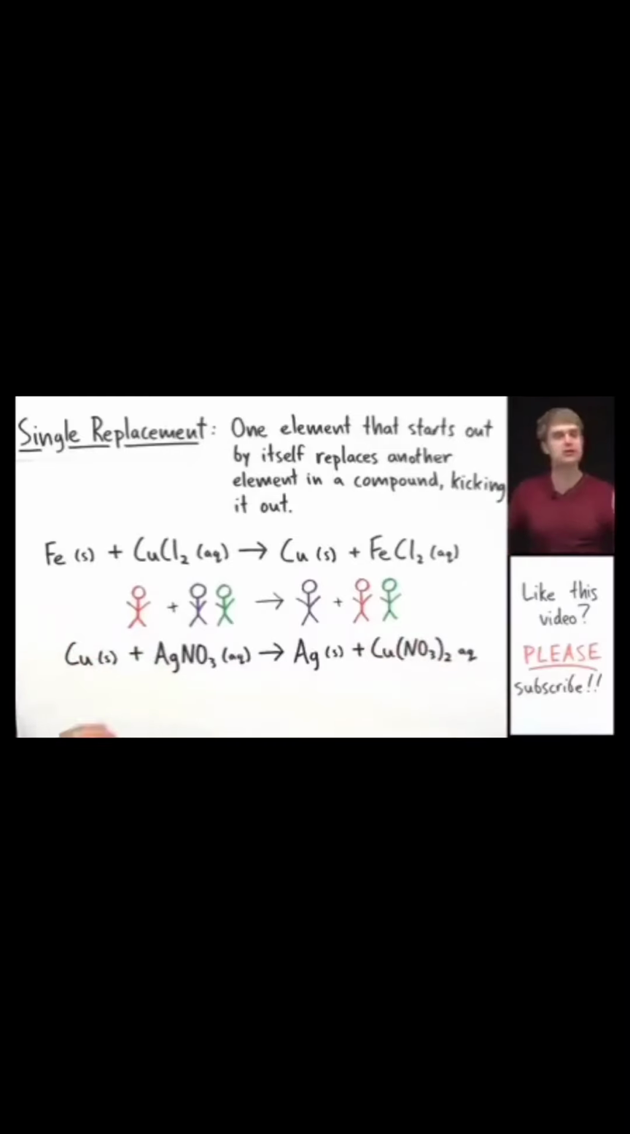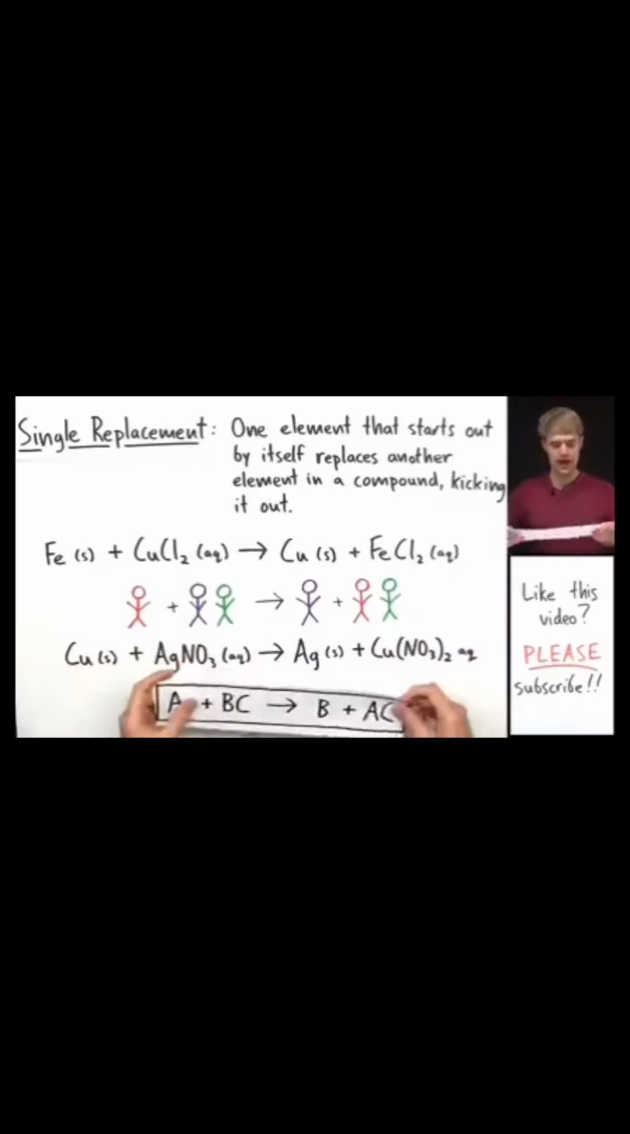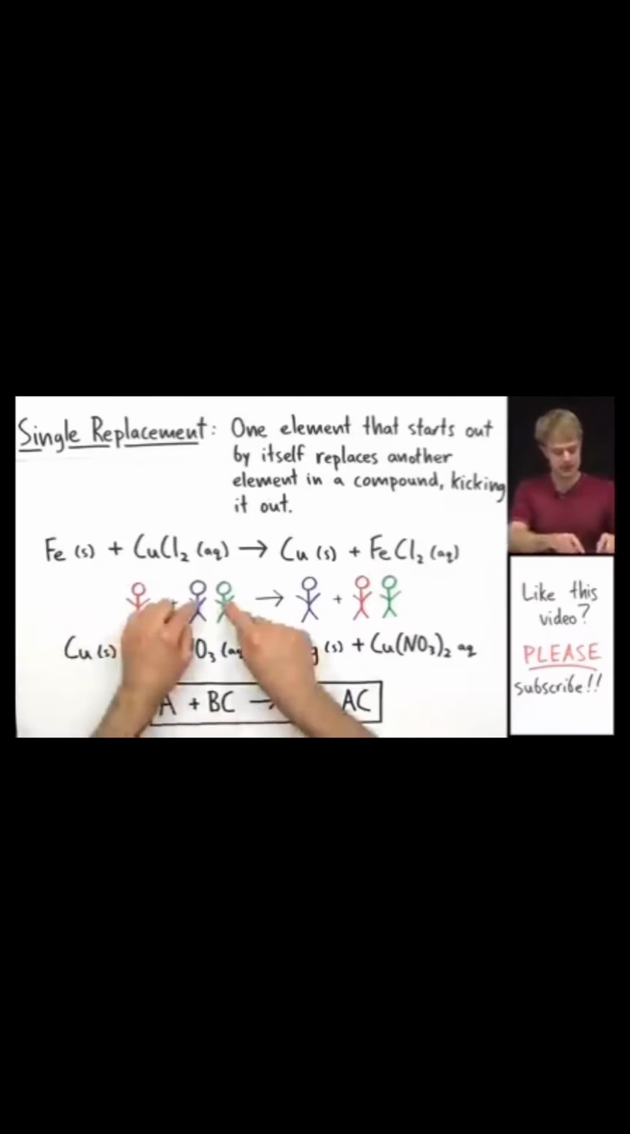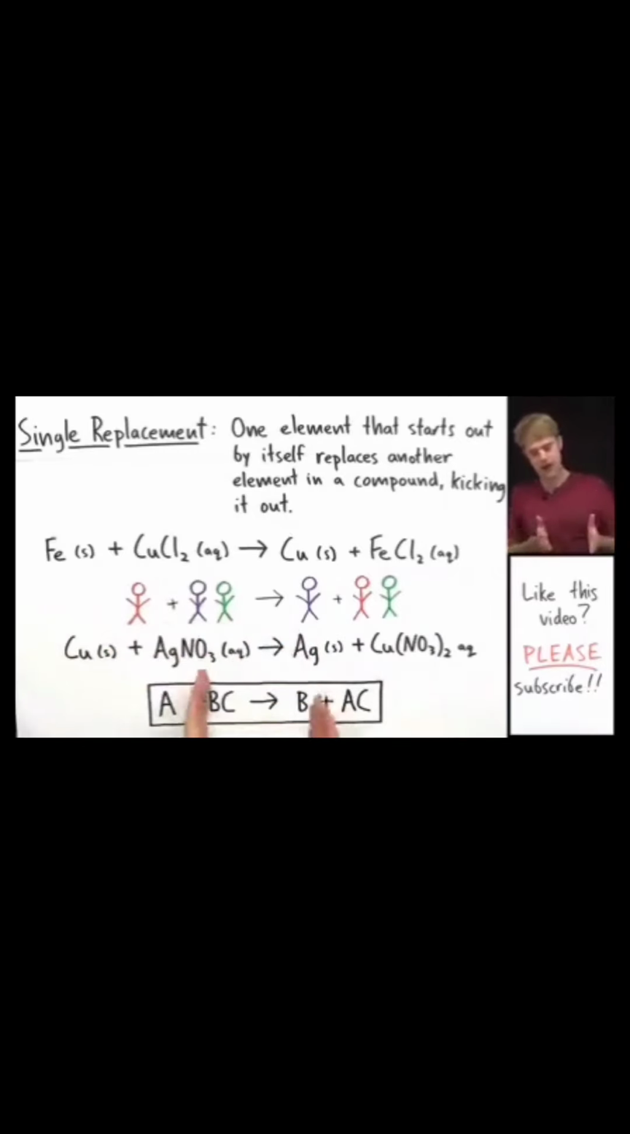So that is how a single replacement reaction happens. And a generalized reaction for that would look like A, which is the element that starts out by itself, plus BC, that's the dancing couple, and then that gives us B by itself, which is this element that got booted out, and then A and C ending up paired together. So that's a single replacement reaction.